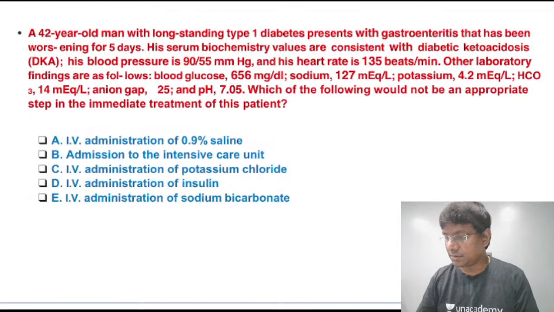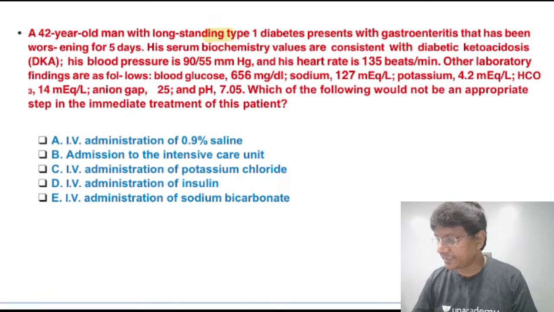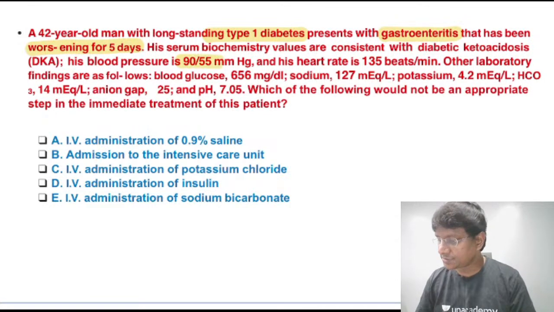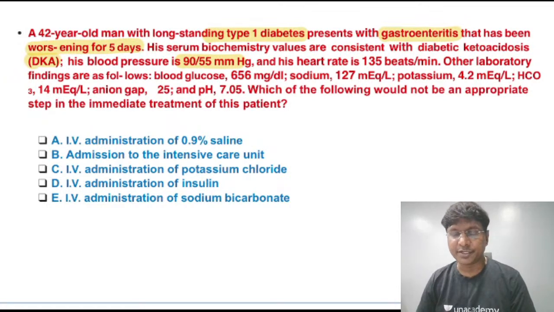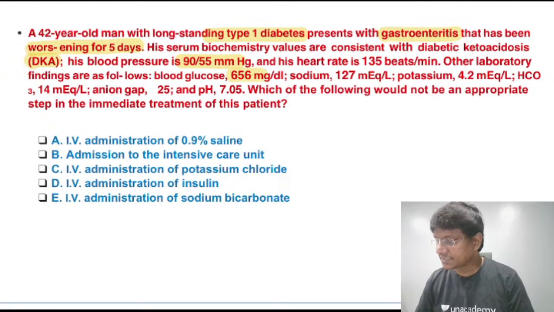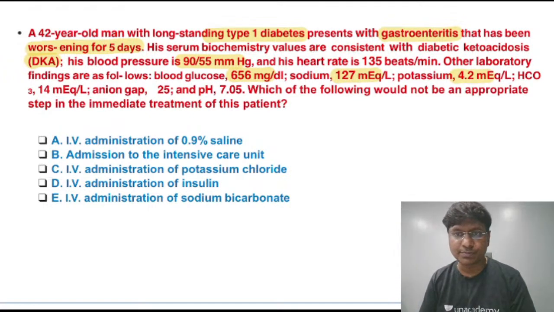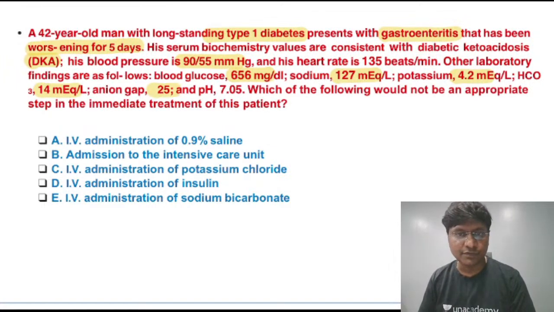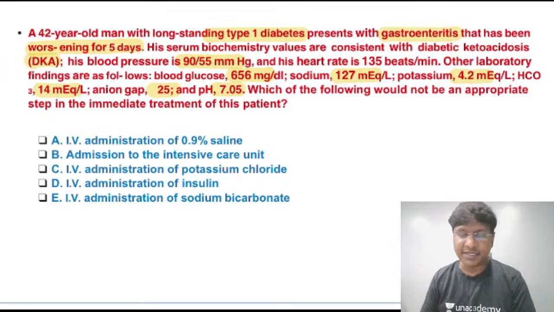A 42-year-old man with long-standing type 1 diabetes mellitus presents with gastroenteritis that has been worsening for 5 days. His serum biochemistry values are consistent with diabetic ketoacidosis. His blood pressure is 90 by 55 millimeters of mercury. His heart rate is 135 beats per minute. Other laboratory findings are as follows. The blood glucose level is 656, sodium 127, potassium 4.2 milliequivalents per liter. Bicarbonate is 14 milliequivalents per liter. Anion gap of 25 and pH of 7.05. Which of the following would be an appropriate step in the immediate treatment of this patient?